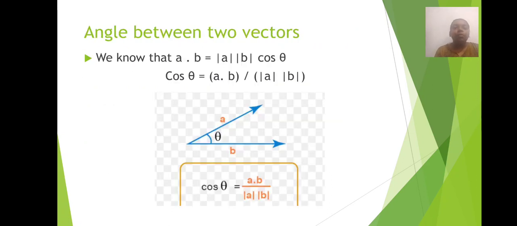The angle between two vectors: we know that a dot b is equal to magnitude of a, magnitude of b, cos theta. If we want cos theta, that is the angle, we should shift it to the LHS. We'll be getting a dot b divided by magnitude of a, magnitude of b. This is the formula for the angle between two vectors.